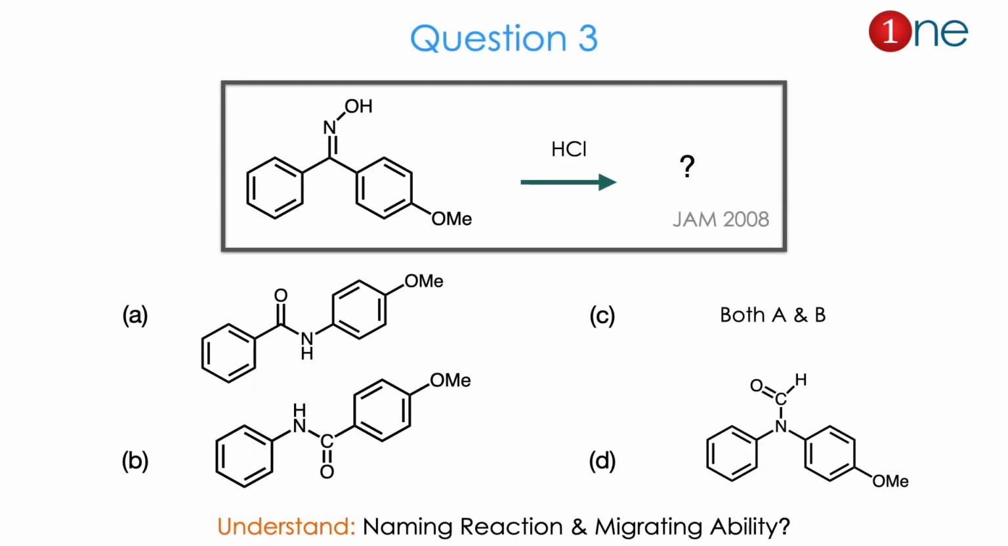Then the question number 3. The starting material is hydroxylamine. It has benzene on one side and anisole attached in the para form on the other side. Here you are using HCl as the catalyst. They ask you to find the product.